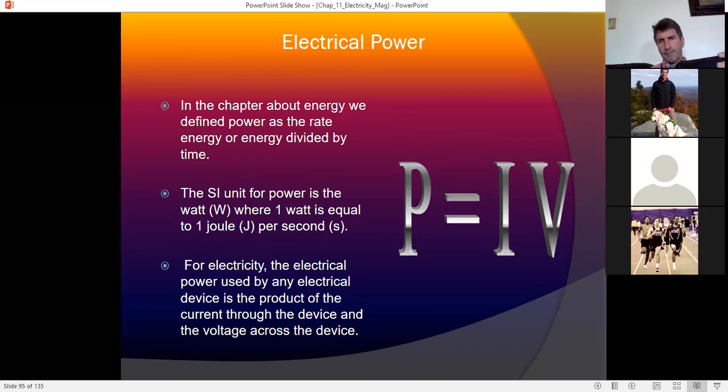All right. Okay, we'll go over the electric power equation. I don't think I had enough time to do this, but we'll do this.